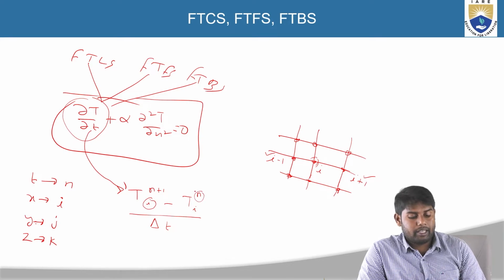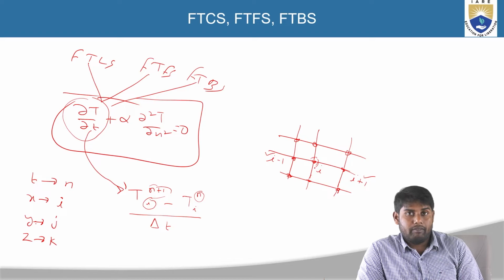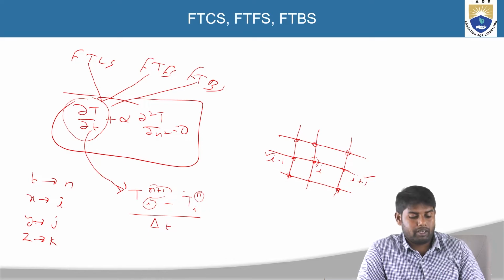So if we consider n as the initial time level, n plus 1 is the next time level. We need to know the value at this particular grid point at the next time level. We will be knowing the temperature at the initial time level. So if we want to know the temperature at the next time level, we need to see what are the factors that are involved. Fine. Now we have seen forward in time, so let's see the central in space.